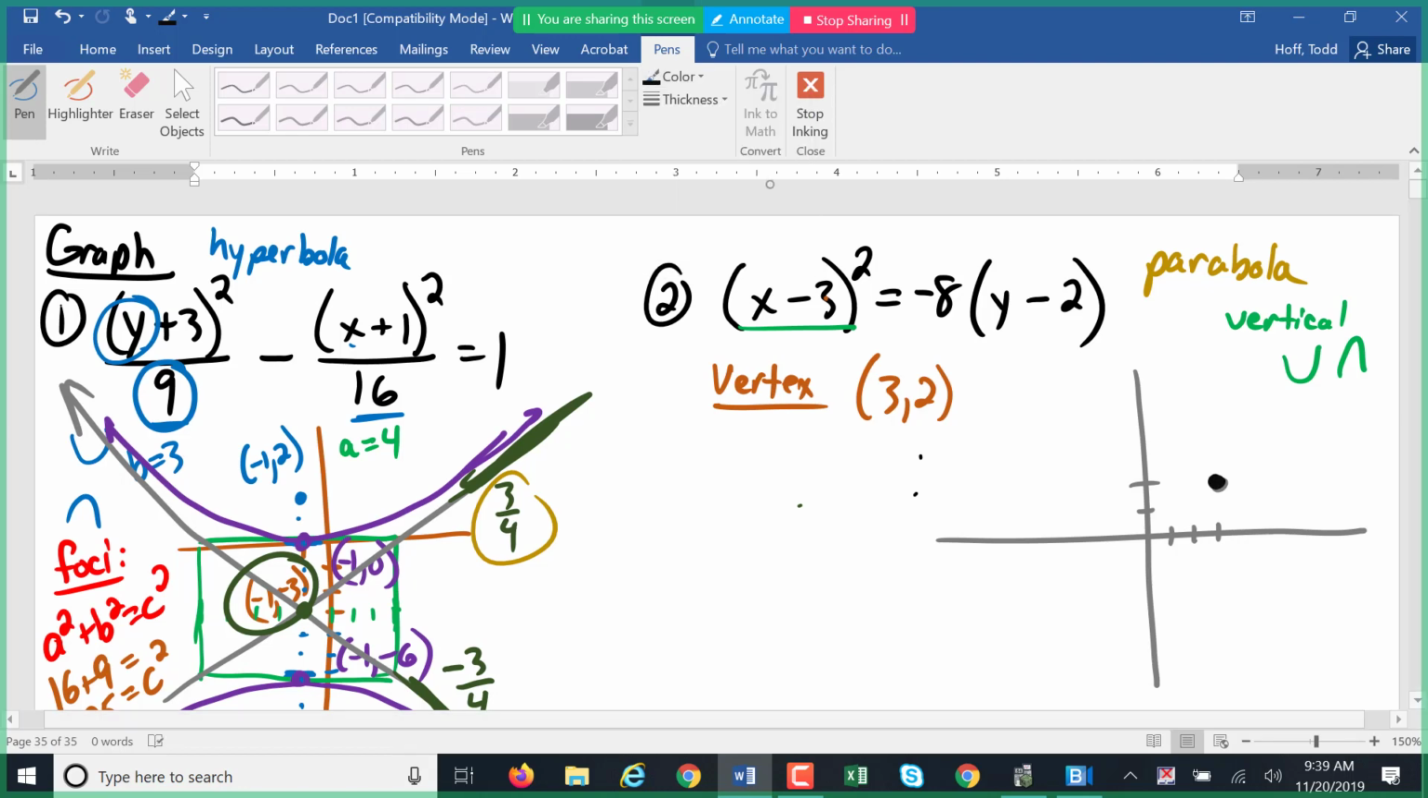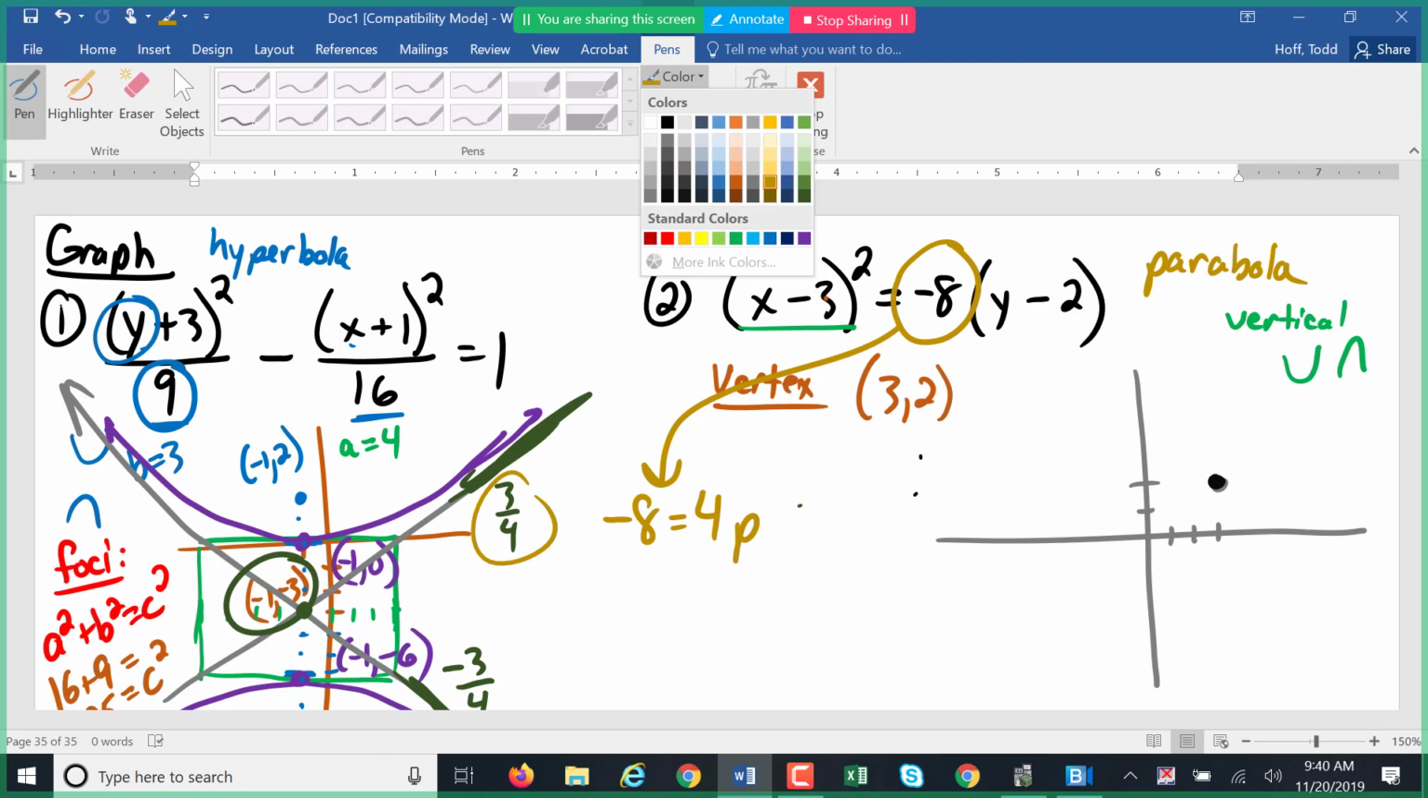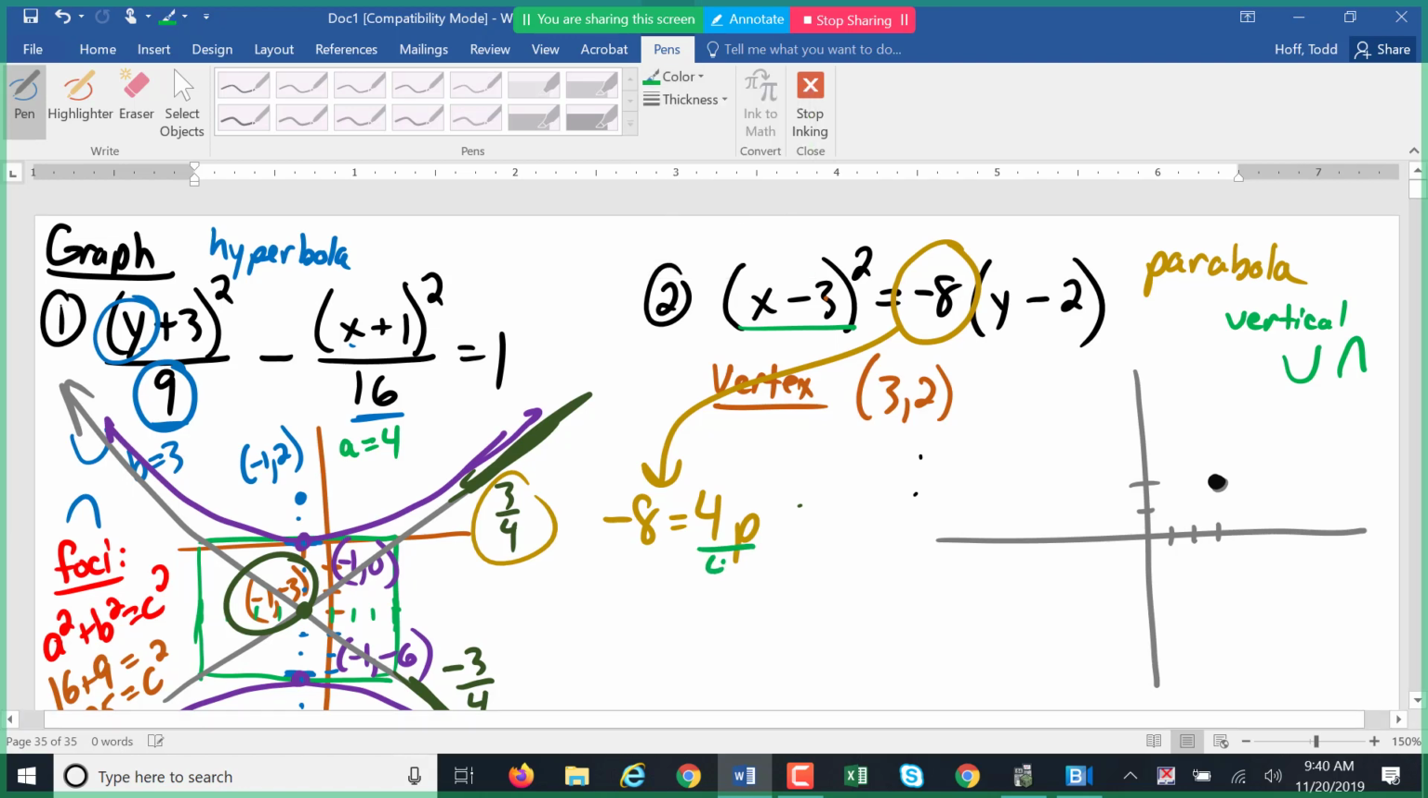Now, next we have this item right here, which multiplies the variable that is not squared. That's a -8. Remember, that number is equal to what we call 4a. Or 4, I should be careful. Depending on what notation you're looking at, 4a, this textbook uses 4p, where p is used for that distance from the vertex to the directrix and then the vertex to the focus. So we solve that for p. We're going to divide by 4. -8 divided by 4 is -2 equals p.